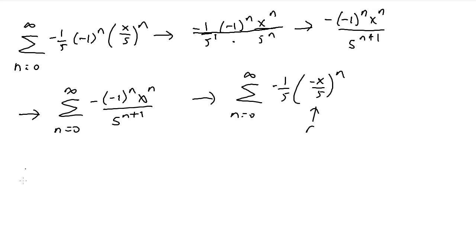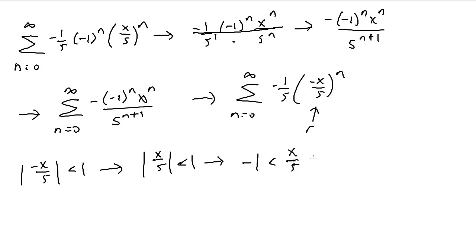So the absolute value of negative x over 5 must be less than 1. And so the absolute value of negative x over 5 is obviously just a positive x over 5. And if that is less than 1, in order to get rid of the absolute value, we must put it in between both negative 1 and 1. And so if I multiply by 5, we'll get that x must be in between negative 5 and positive 5.